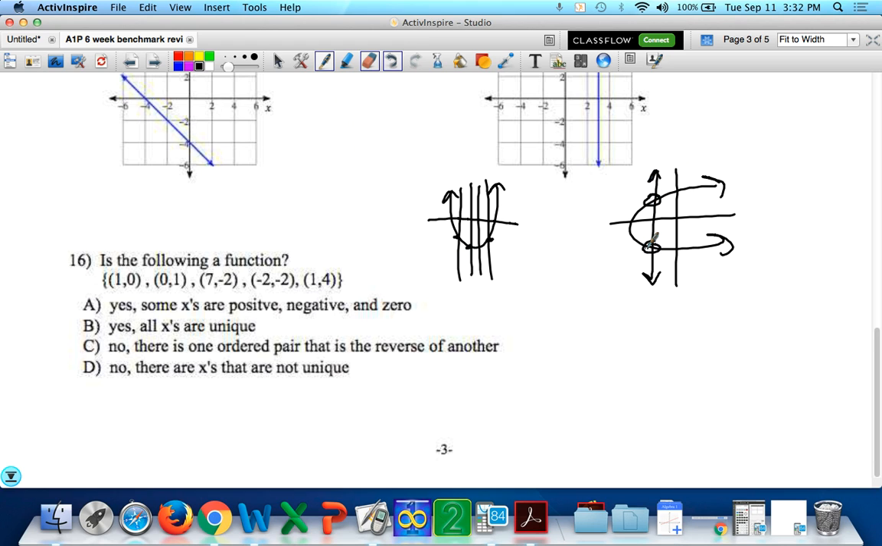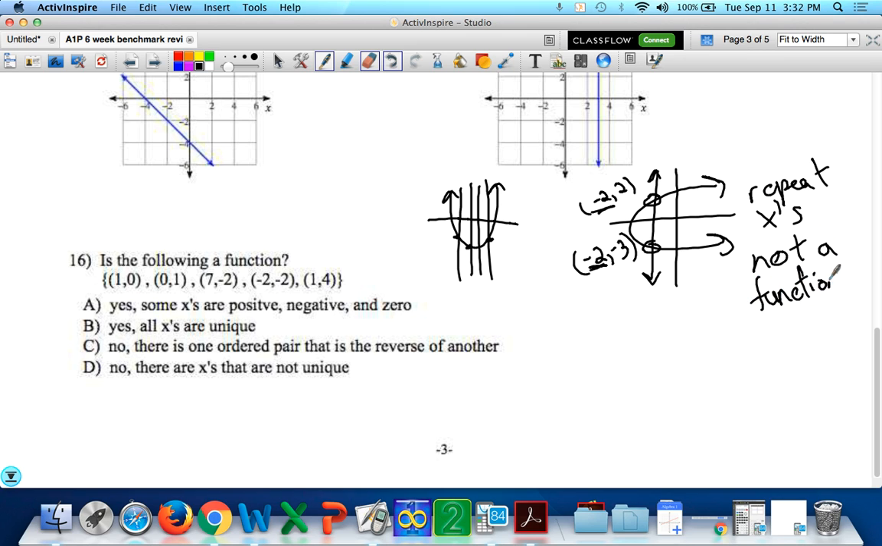Well, what would those 2 points have in common? They would have the same x value. For example, this might be negative 2, 2, where this is negative 2, negative 3. Point is, they have the same x value. So if you have repeating x values, okay, that means we are not a function. Repeating x values means not a function.